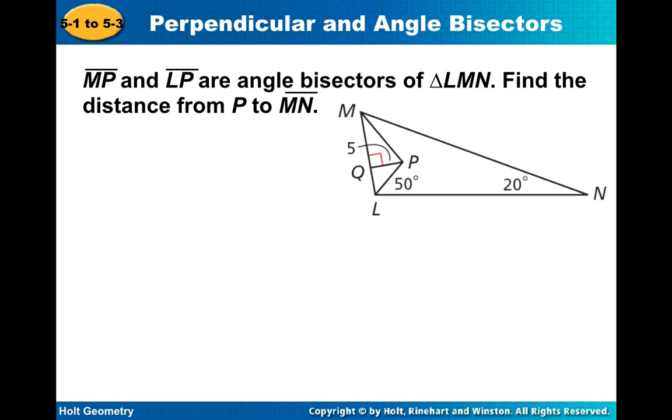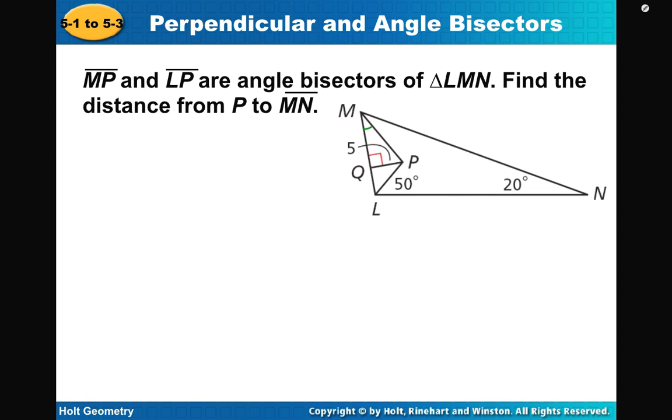Okay, in this picture, they have some angle bisectors, but didn't mark the angles. So MP is an angle bisector, and then LP is also an angle bisector. I'm going to put some markings in the diagram. If MP is an angle bisector, these two are the same. And if LP is an angle bisector, these two are the same. So if that angle's 50, wouldn't angle QLP also be 50? I don't know if that helps us for anything, but notice that.